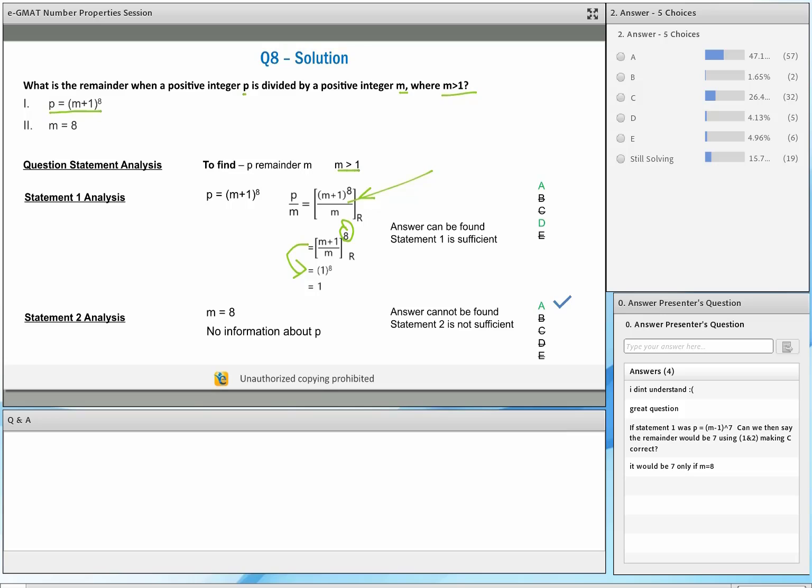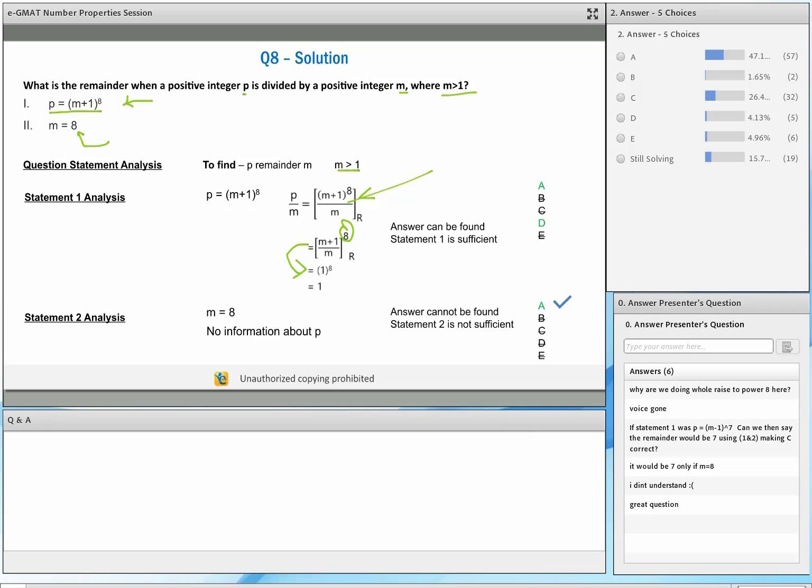Now, for those of you who selected choice C, my guess is that you saw that here you have a relationship between P and M. You have two unknowns, one equation, and statement 2 is giving you one of the unknowns, which means that combining these two equations, you can solve the question. That would be a very superficial approach, and that's what we call falling into a C trap.